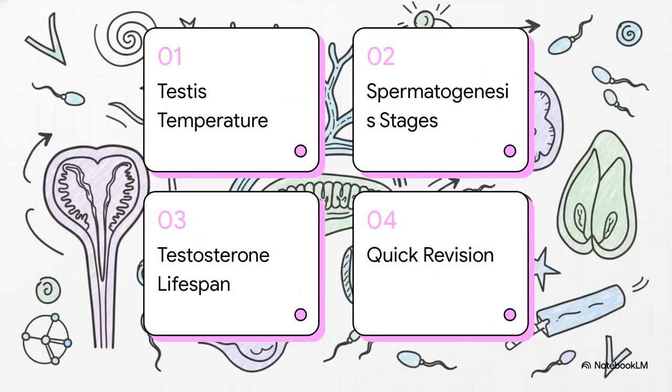Okay, here's a quick look at our agenda for today's session. Number 1, testis temperature. Number 2, spermatogenesis stages. Number 3, testosterone lifespan. And number 4, we'll wrap up with a quick revision.